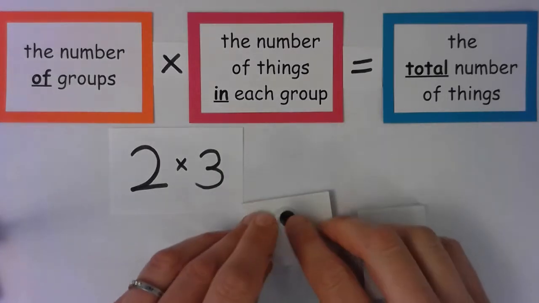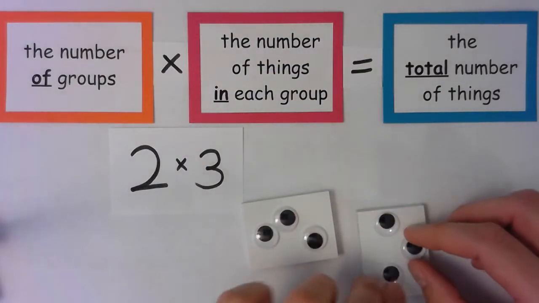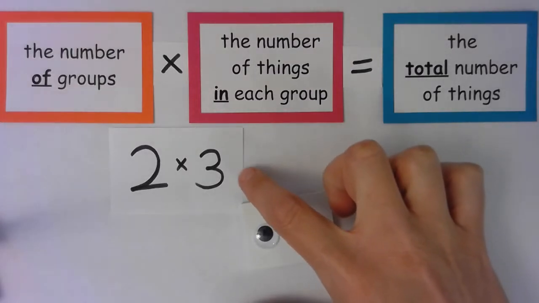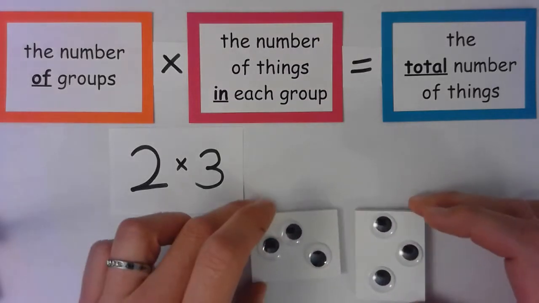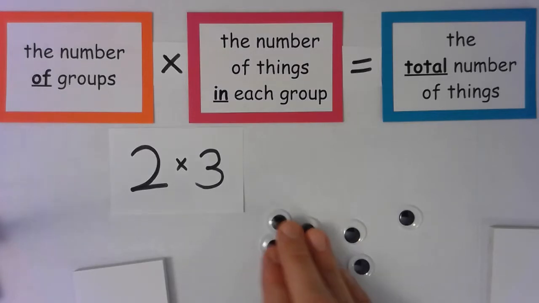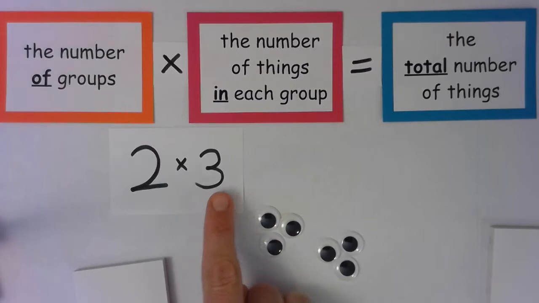So let me go ahead and put 3 things in my first group and 3 things in my second group. These are 2 equal groups of 3. So now what it's equal to is going to be the total number of things. I could even, in fact, dump them all off and just put them together and count. I have 3 from the first group and 3 from the second group. And using the strategy of addition, I know that 3 plus 3 is 6. So 2 groups of 3 is equal to 6 total wiggly eyes altogether.